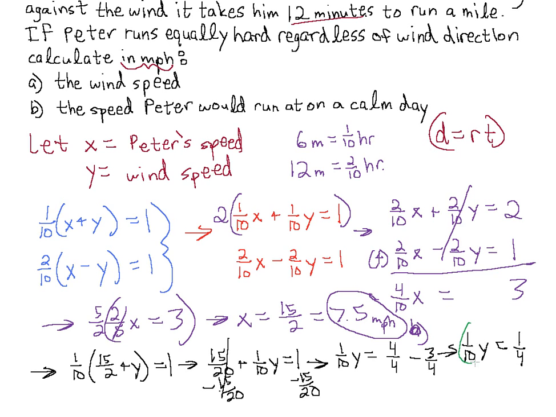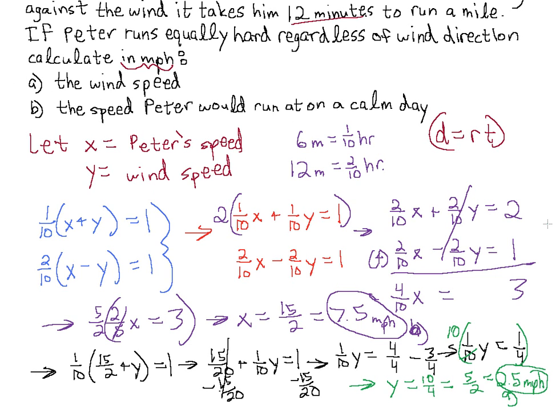Now we can isolate y by multiplying by the reciprocal of 1 over 10, which is 10 over 1. That'll cancel the denominator, just giving us y on the left-hand side. 10 times 1 over 4 is just 10 over 4. Or we can write it in simplest form as 5/2. So y equals the wind speed. So the speed of the wind is 2.5 miles per hour. And that's our first answer, A.